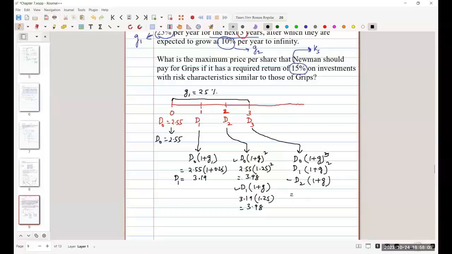So I'm picking this one just randomly because I know D2 is equal to 3.98. So I'm saying 3.98 times 1 plus the growth rate. That will be, let's check, 1.25, 4.98.